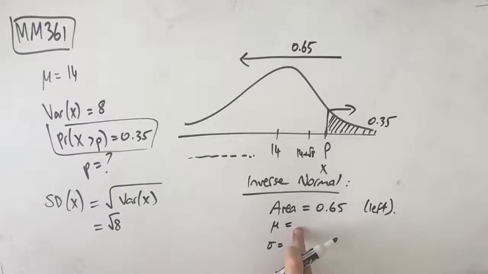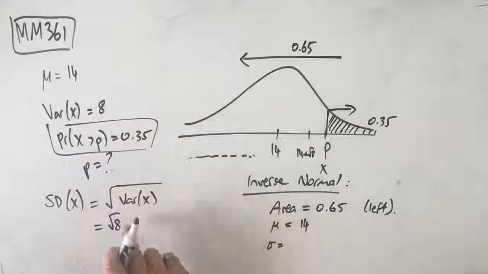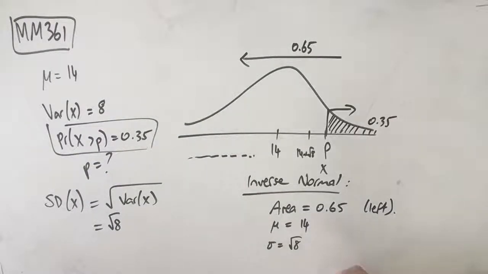Our mu, or our mean, is 14, and our standard deviation is the square root of the variance, which is root 8. Now, you would just simply click enter, and that would give you the p-value, 15.09, which is our final answer, and that gives us our answer of C. So C is our final answer for MM361, guys.